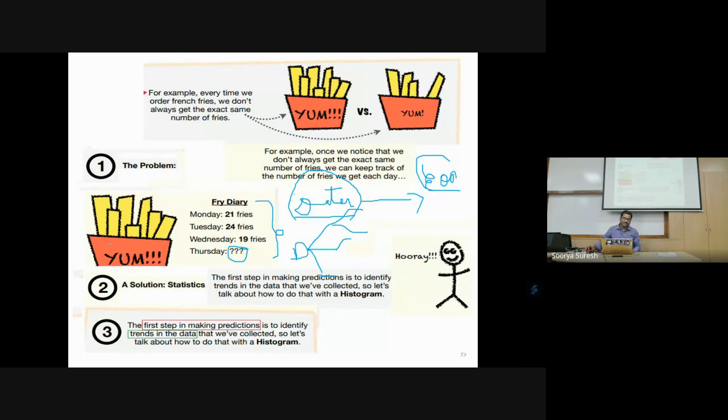Now here we have a simple problem. What is that? On Monday, when we go to a pizza shop, we got 21 fries. Tuesday we got 24 fries, and Wednesday we got 19 fries when we ordered French fries. Now the question is, Thursday, how many fries are we going to get? If we are going to get 40, we will go to the shop. If you predict that we are going to get 4, we are not going to the shop. If it is a winning case for us, we will go. If it is a losing case, we won't go. This is the problem. Then how to approach this?